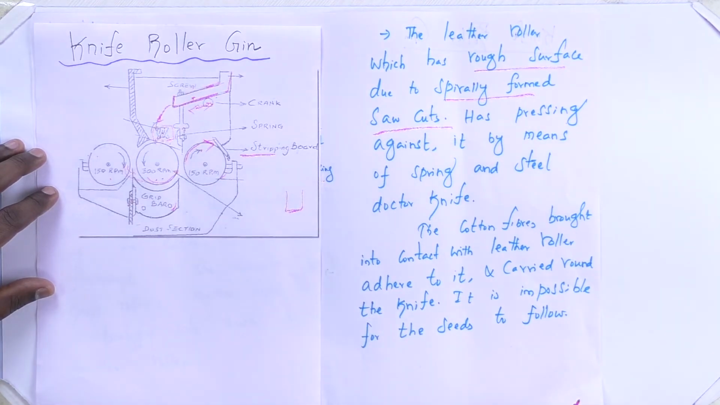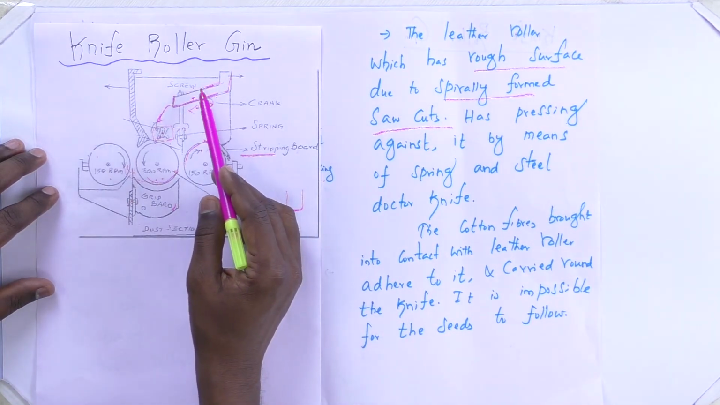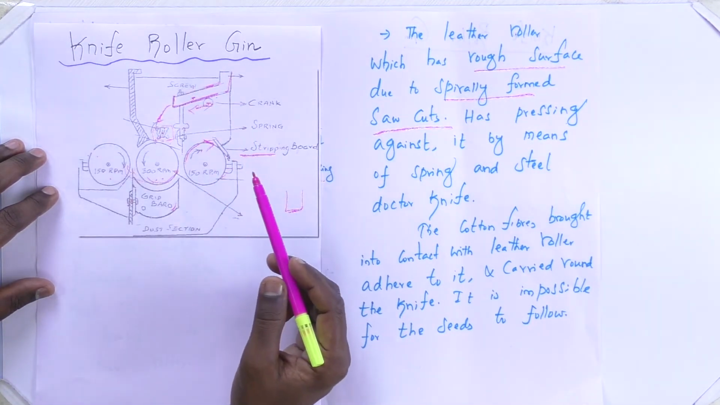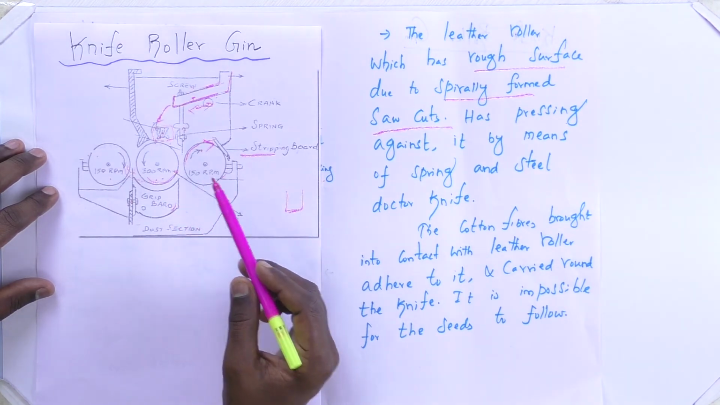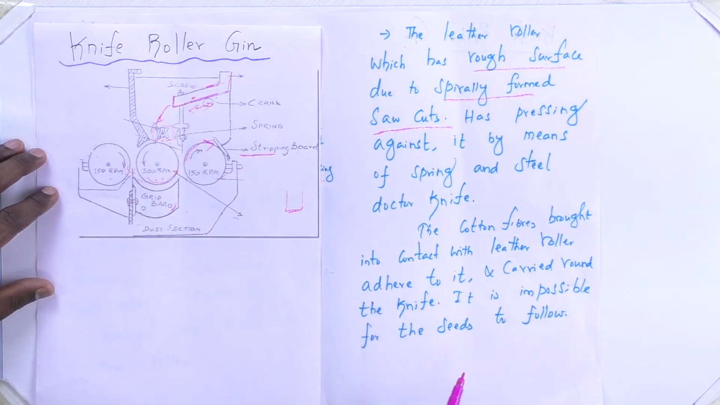This is the working principle or working method of Nifrologine. Here, the seed cotton is fed on the table. The axial roller governs the constant supply of cotton fiber. The knife roller separates the seed and cotton. The leather roller carries the seedless fibers towards the output unit. So these are the working operations of Nifrologine.